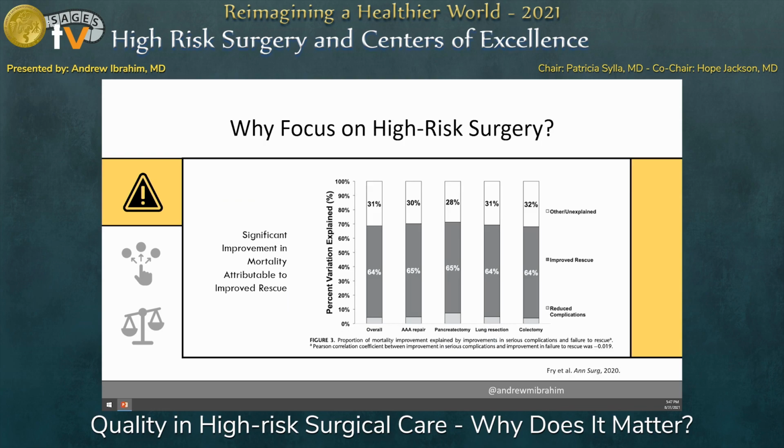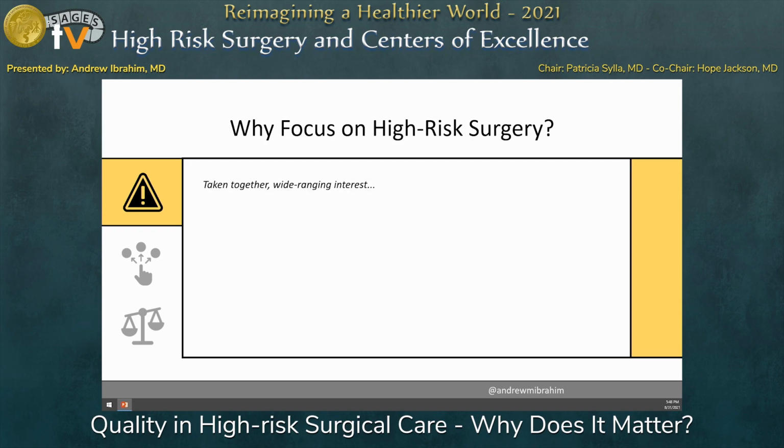And sure enough, when we look at the improvements in mortality in the last decade for these high-risk procedures, about 2/3 of the improvement are attributable to our ability to rescue patients after a complication occurs. And notably, the rates of complications actually haven't really changed. It's really our ability to rescue. So taken together, we have expensive, high-risk cases that are highly variable, and there are these mechanisms that are potentially fixable or things that we can modify to make the cases more safe.